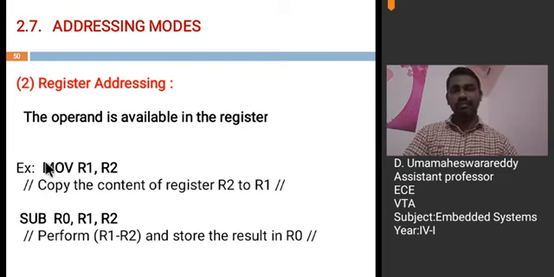See here, another example, SUB R0, R1, R2. There are three operands. As I said earlier, it subtracts the contents of R2 from R1 and places the result into R0. Understand? As all the operands are registers, it is called register addressing mode.